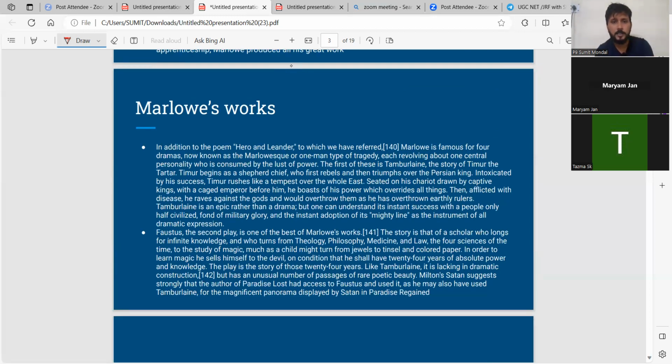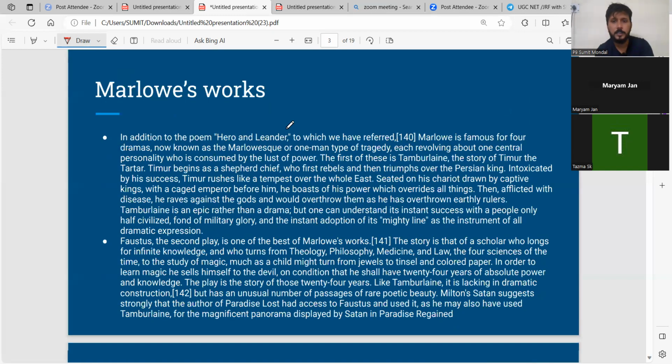I hope everyone can see the screen properly. Okay, now I think it's properly visible.